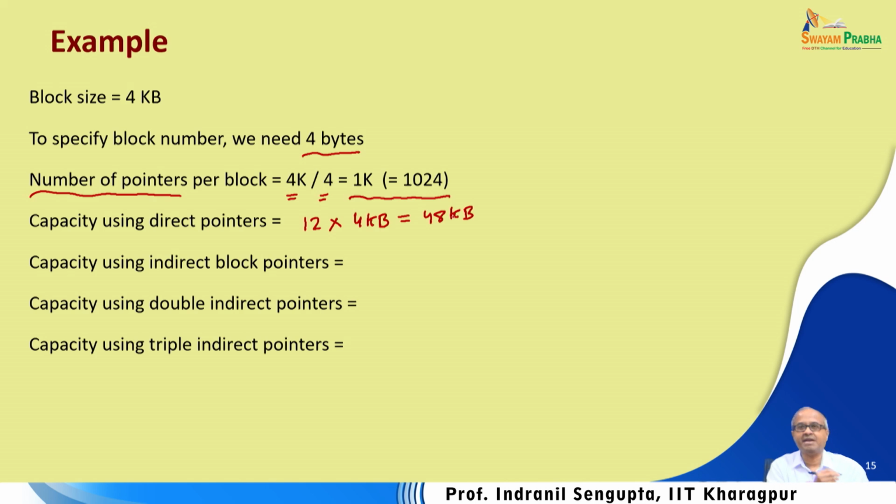Now, let us come to indirect pointers, single indirect pointers first. So, it contains the address of a block and that block contains 1024 further pointers. So, it is pointing to 1024 blocks. There is only one such. So, it will be 1024 multiplied by 4 KB. See, 1024 means 1k, right. So, 1k multiplied by 4 KB comes to 4 MB, megabytes.